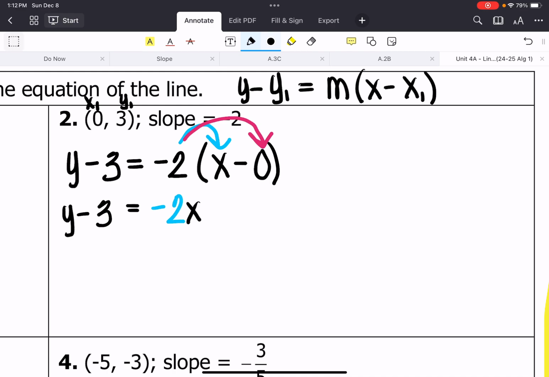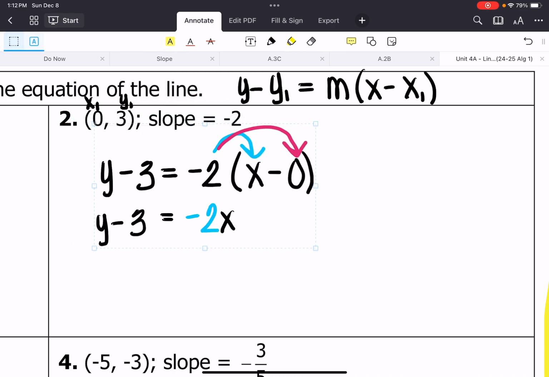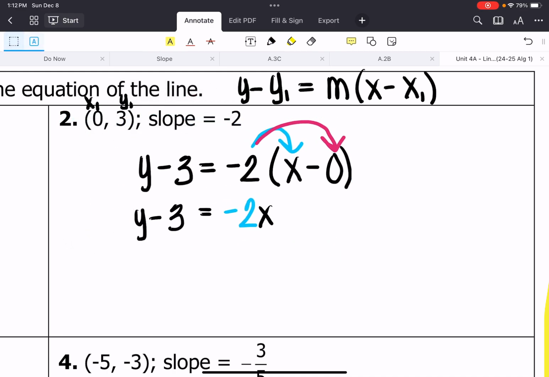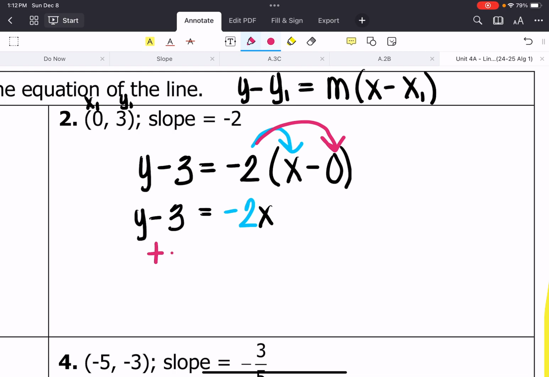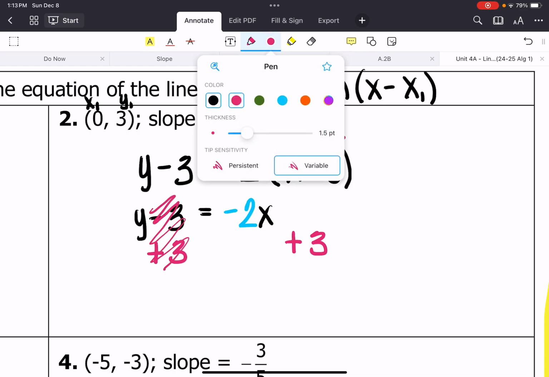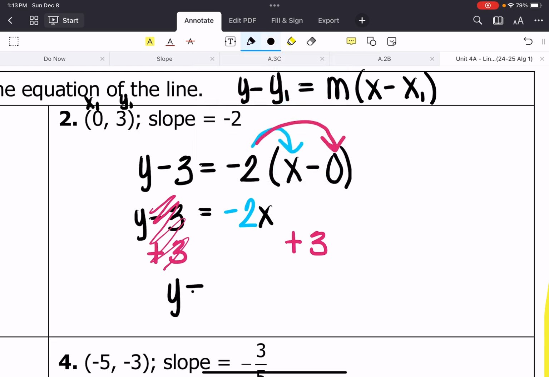Now on the left-hand side, you still have y minus 3. So for slope-intercept form, we want y by itself. If I'm subtracting 3, the opposite is to add 3. And don't forget, what you do to one side, you do to the other. Negative 3 plus 3, this goes away. You're left with y equals negative 2x plus 3.